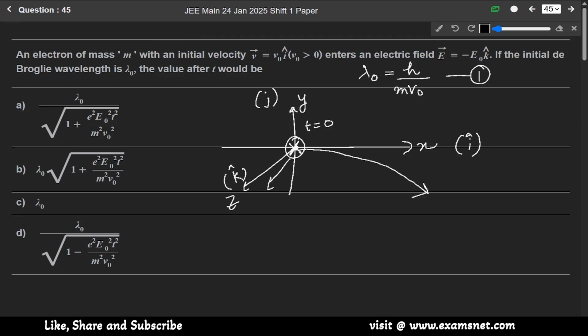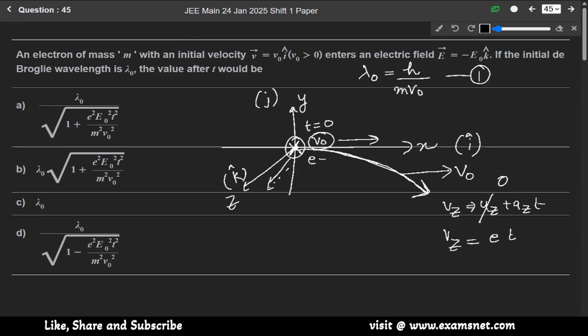Okay, so it is moving with a velocity of v naught, means initial velocity is v naught. So the electron will travel the path this, and v naught is going in the x direction, v naught i cap. So if we want to find the vz component, so vz component will be uz plus a_z t, and since the force is acting in this direction, uz will be 0, so vz will be a_z t, and a_z means E over m into t.